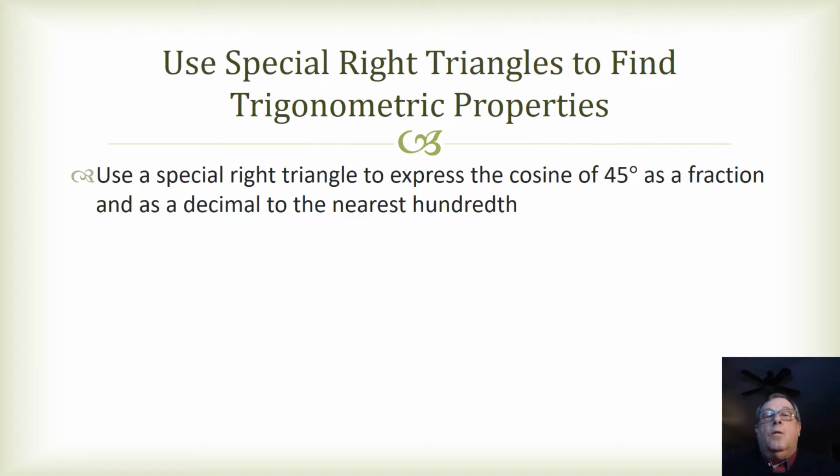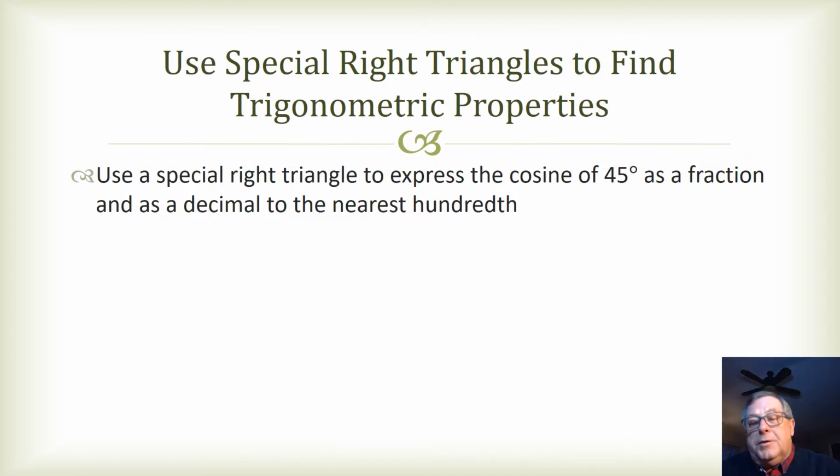Trigonometry. If you recall from the previous chapter section where we looked at special right triangles, the 45, 45, 90 degree right triangle and the 30, 60, 90 degree right triangle, they had special trigonometric properties. And we're asked here today to use a special right triangle to express the cosine of 45 degrees as a fraction and as a decimal to the nearest hundredth.